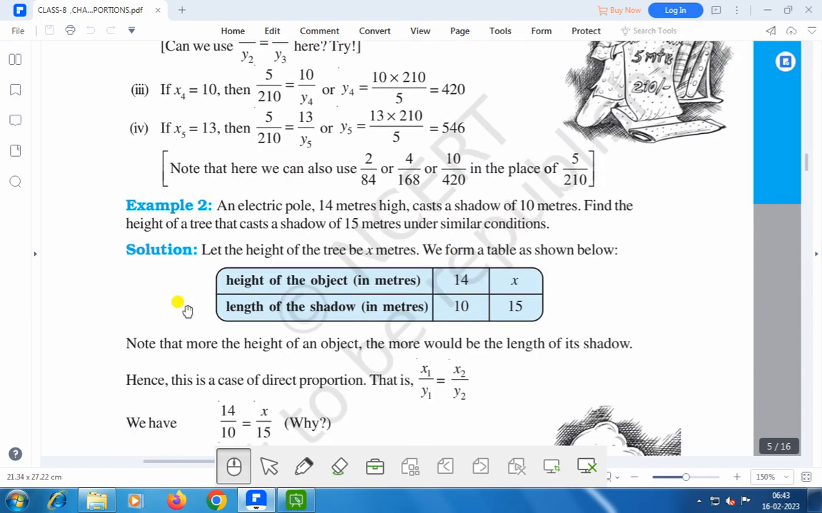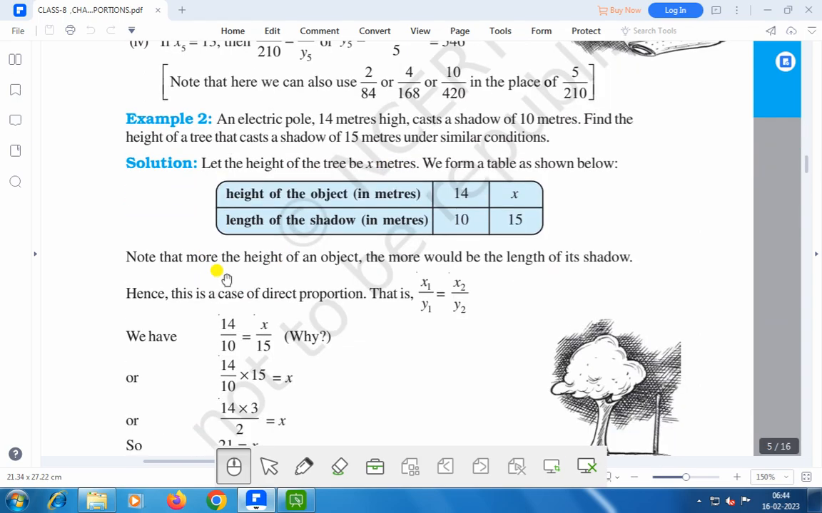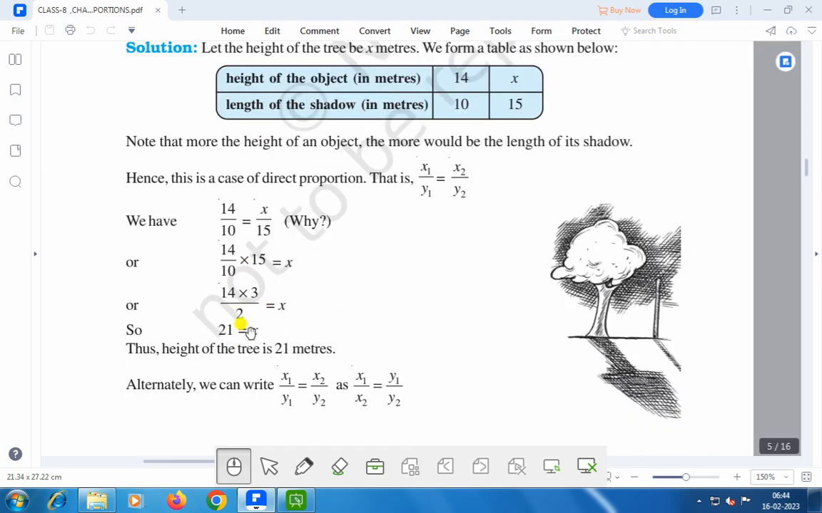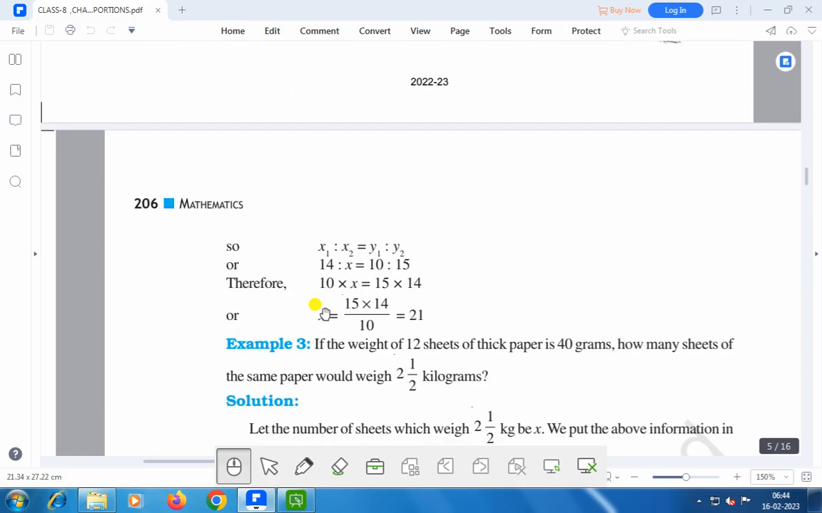Right? An electric pole 40 meters high casts a shadow of 10 meters. Find the height of a tree that casts a shadow of 15 meters under similar conditions. Height of the object in meters: 14 and x. Length of the shadow in meters: 10, 15. This is a case of direct proportion. Therefore, we can write x1 by y1 equal to x2 by y2, that is 14 by 10 equal to x by 15, or the value of x is equal to 21.